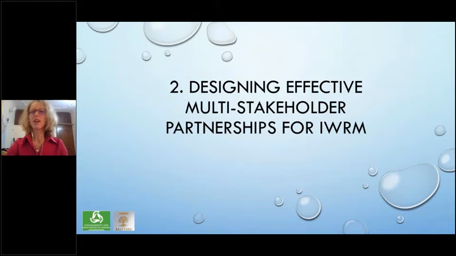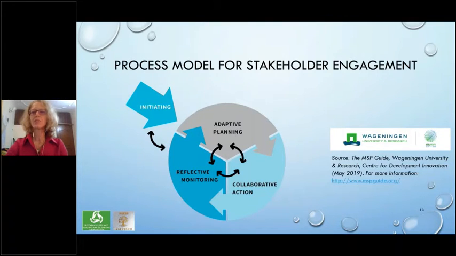So in this design model, there's a process model for stakeholder engagement that I would like to go through in different phases. Several phases can be identified: the initiation phase, adaptive planning, collaborative action, and reflective monitoring. Now, this model is being taught by the Center for Development Innovation of the Wageningen University and Research in the Netherlands in a 3-week intensive course, which I recommend anyone who is interested in facilitating these engagement processes to do. But the 3 weeks are here condensed into 30 minutes or less. So I will just highlight a couple of aspects, and there is an MSP guide which is very informative, and you can find the download link here on my slide.